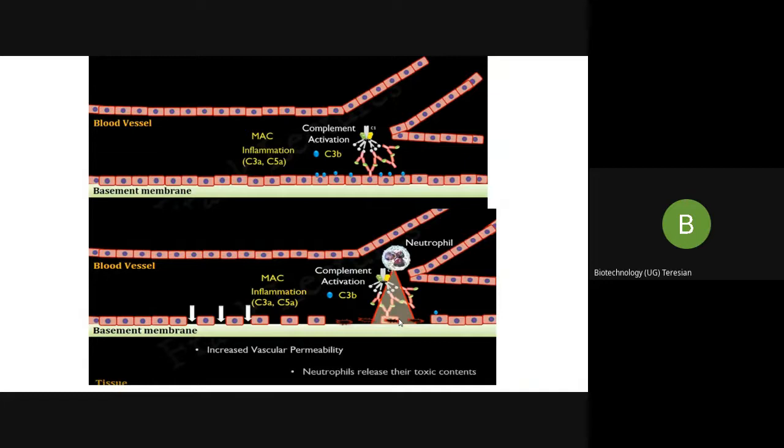So here, who is the main culprit? Along with your antibodies, even your complement factors. So in the next week, we'll take one example of systemic lupus erythematosus and study hypersensitivity 3.